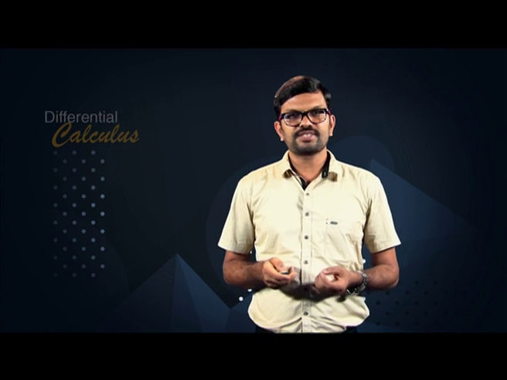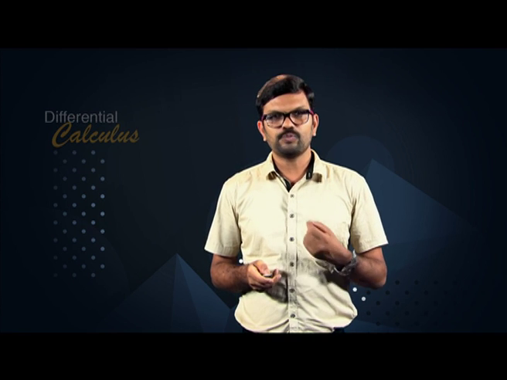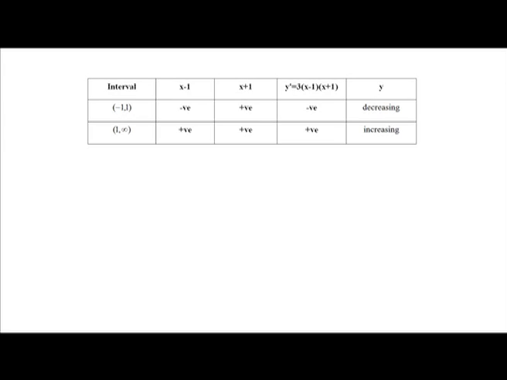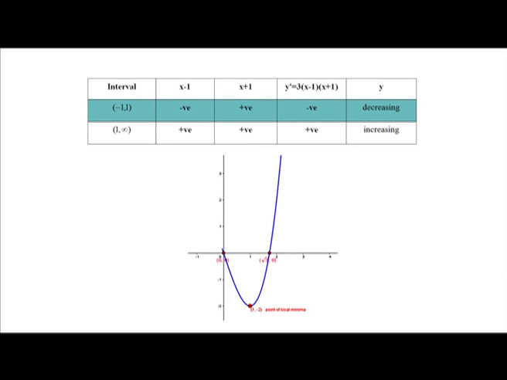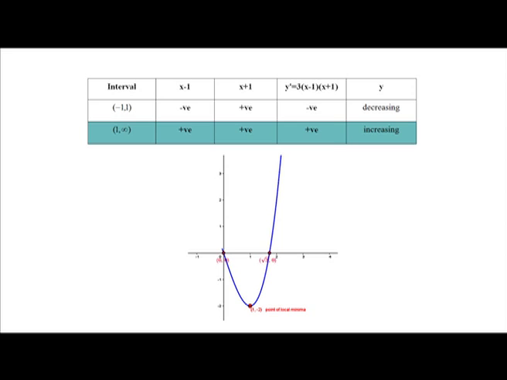We shall now analyze the rise and fall of the curves in the interval minus 1 comma 1 and 1 to infinity. In the interval minus 1 to 1, x minus 1 is negative, x plus 1 is positive. Hence, y dash is equal to 3 times x minus 1 into x plus 1 is negative, and hence y is decreasing. In the interval 1 to infinity, x minus 1 is positive, x plus 1 is positive, so that y dash is positive, and hence y is increasing.